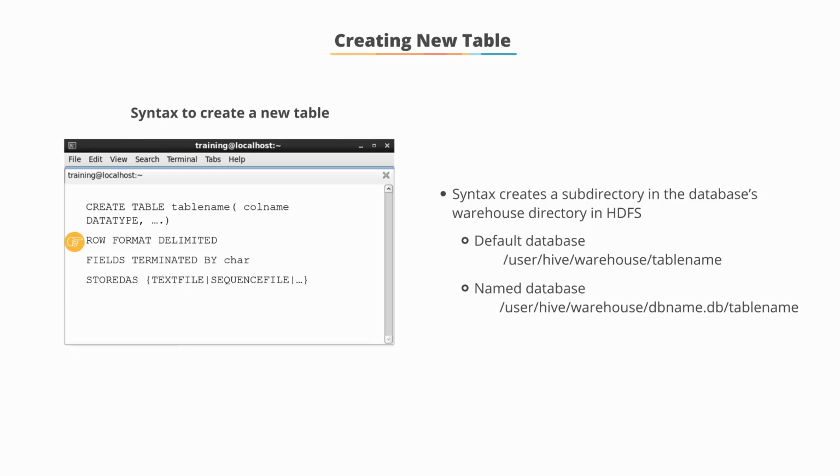With the last line of code, STORED AS {TEXTFILE or SEQUENCEFILE}, you may declare the file format to be stored as a text file, which is the default and does not need to be specified.